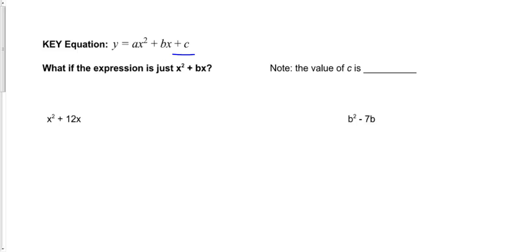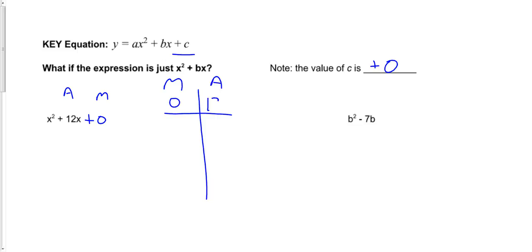In this case, if the c value is missing, then it's actually equal to 0, whether you do that positive or negative 0. So we can actually add plus 0 to the back of this, and now it's a trinomial. In fact, we're always factoring trinomials. So if we have two numbers that are going to multiply to 0, and they have to add to positive 12, okay, we can figure out what those two numbers are going to be.